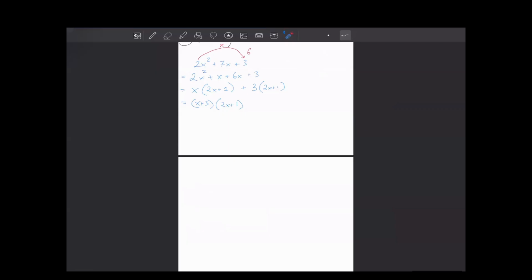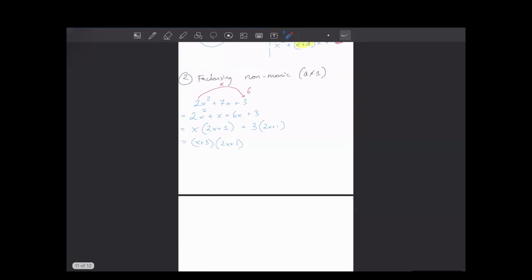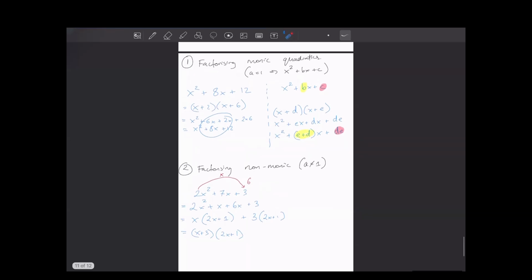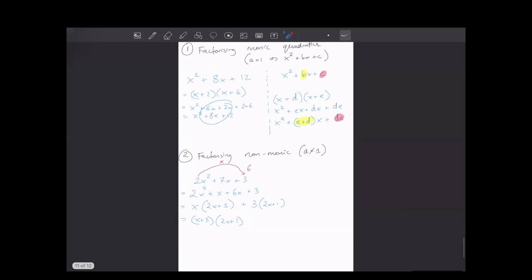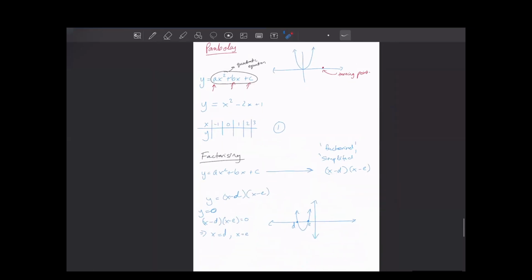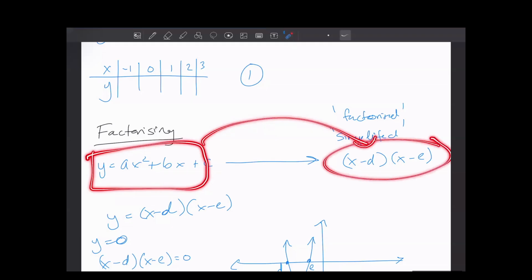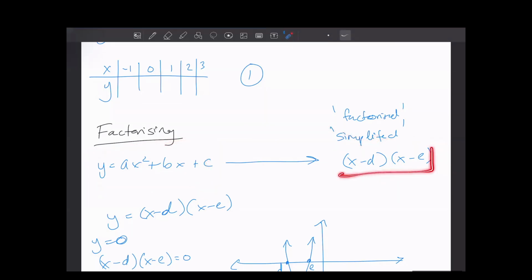Let me think about how I will motivate this. Okay, maybe we will take a little detour. We have been saying all this time that our main goal is to convert a parabola and factorize it, right? To convert our quadratic into this factorized form.